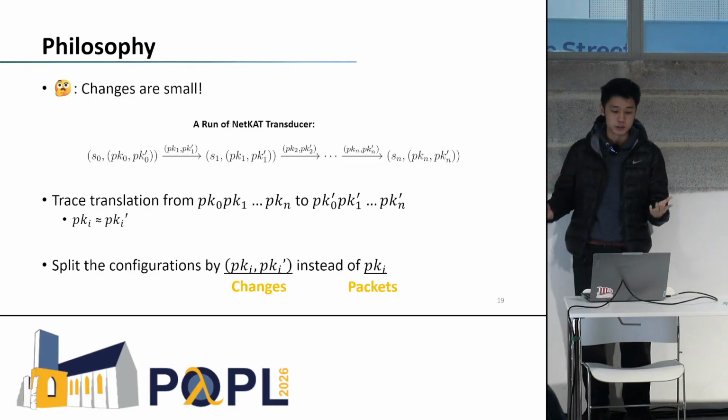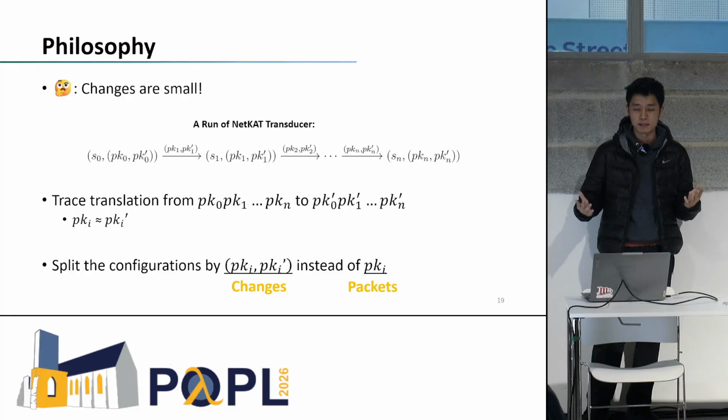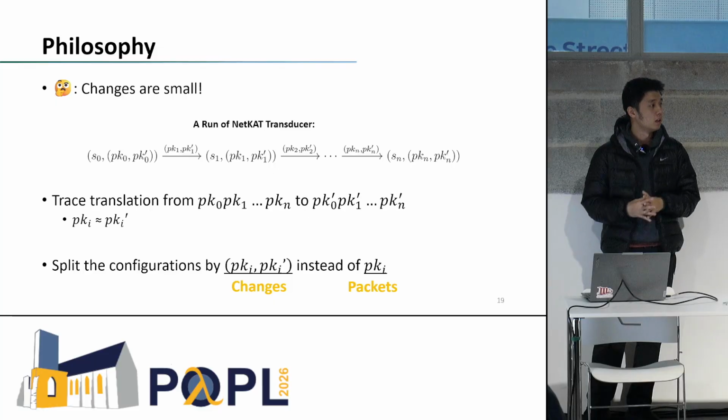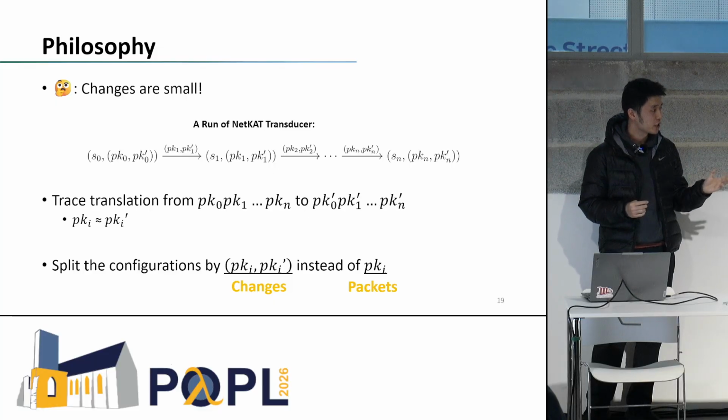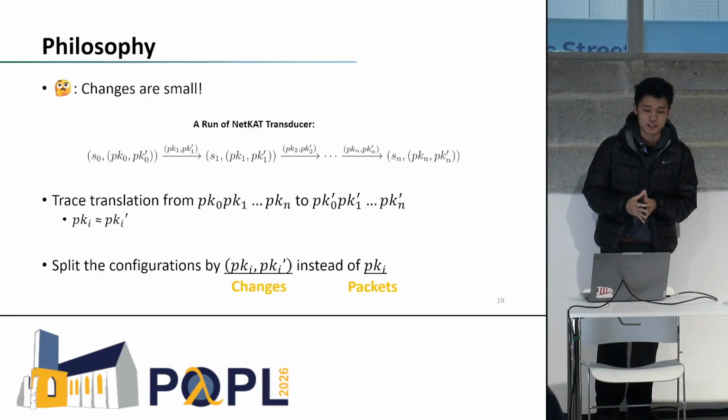That is, we should split the configuration by how much we change the network instead of the whole packet space. We'll classify the configuration by the PKI prime pair instead of the whole packet space. We would be very happy to tell you the actual technical meaning of this sentence after you finish reading the paper, but for now, let's move on to our next section.